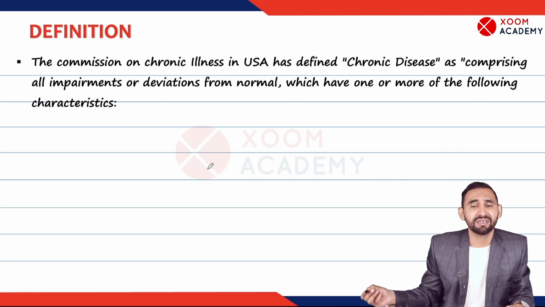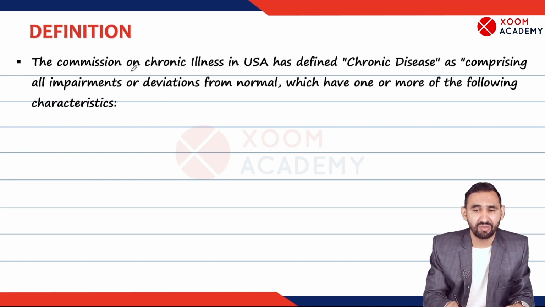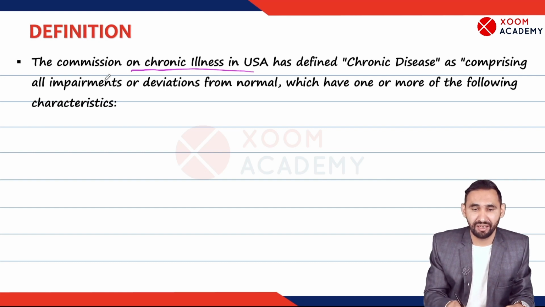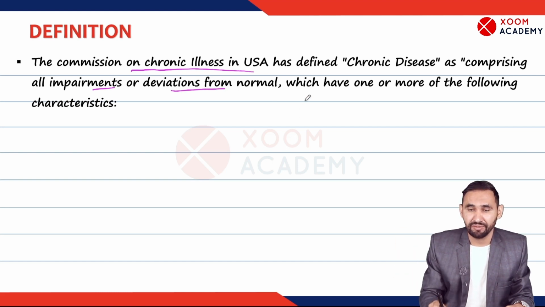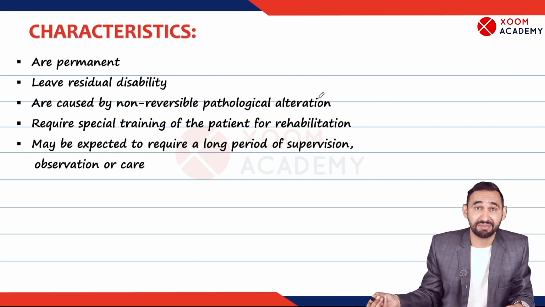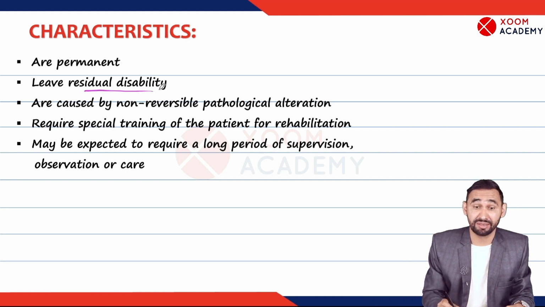How to define chronic diseases? The Commission on Chronic Illness in the USA has defined chronic disease as comprising all impairments, a deviation from normal. They cause deviation from normal functions, which have one or more of the following characteristics: they are permanent, like hypertension is permanent, cardiac disease is permanent. They leave residual disability, like stroke can leave disability. They are non-reversible. Cancers may be non-reversible.